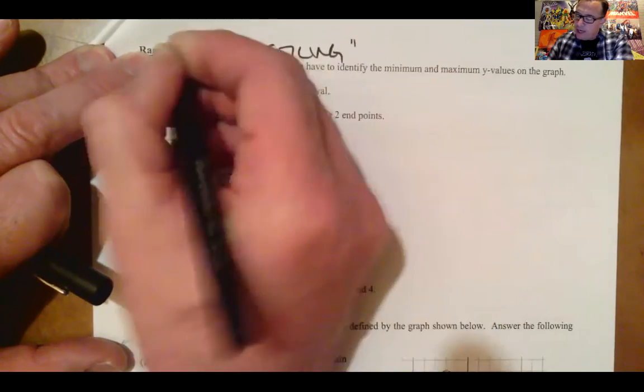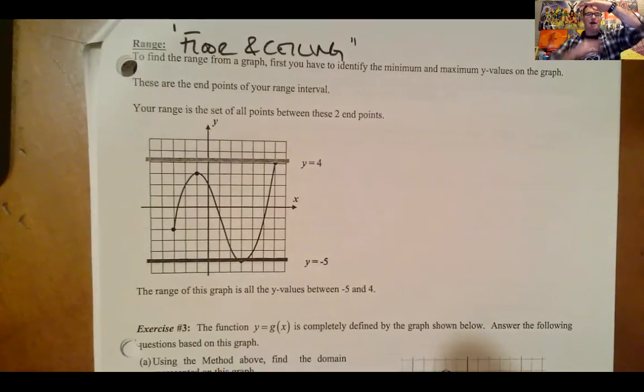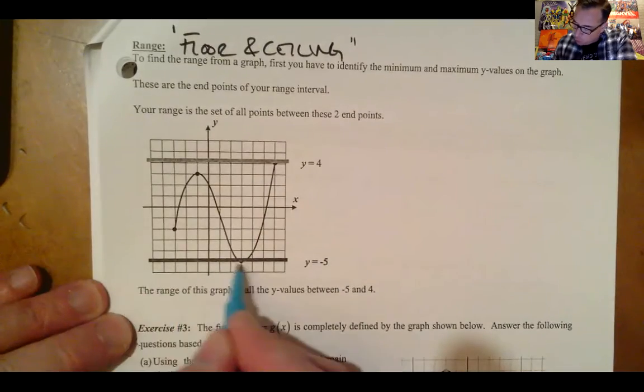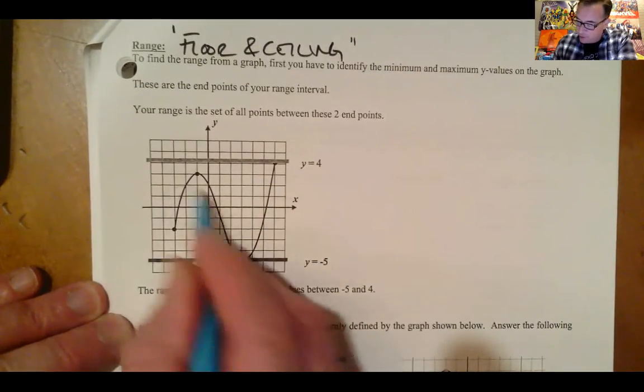When we're talking about the range, we're talking about the top end and the bottom end. So where is the floor? Where is the place where it doesn't go below this value? Where is the ceiling where it doesn't go above this value? So when we look at this one, if I'm going to go across here, my floor is at the bottom part of this graph. How far down does it go?